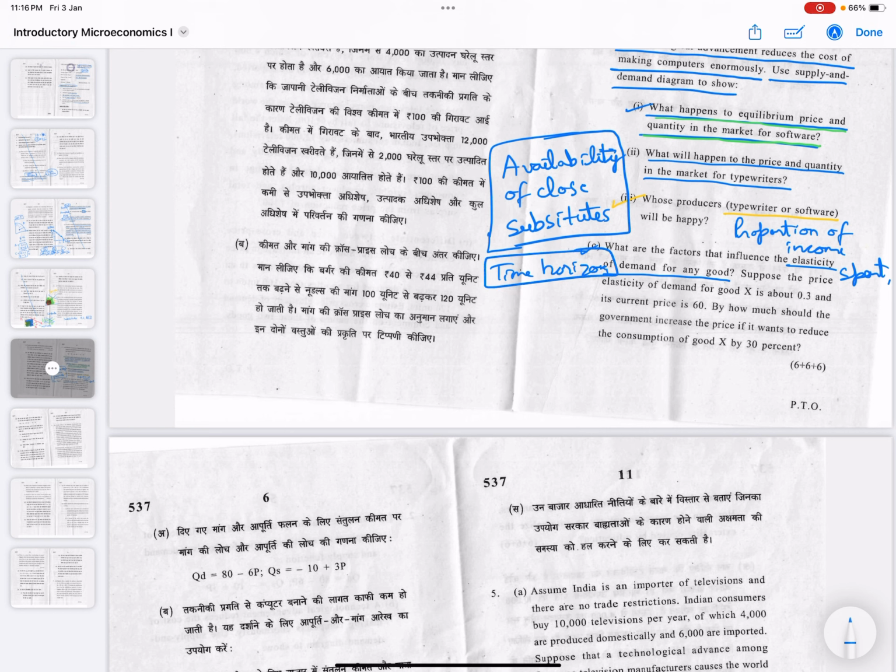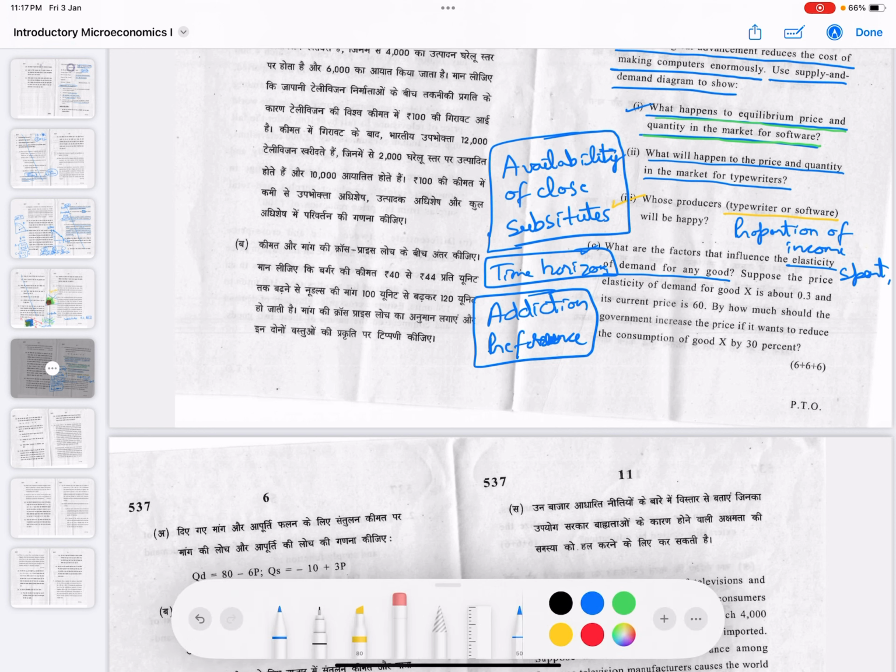If you're talking about a longer duration time period, then elasticity is bound to be more. Then it depends upon your addiction or preference. So if you are addicted, or if you prefer a single commodity, a single type of perfume over other brands, so irrespective of what the price is, your demand won't change by much. So in that case, it would be inelastic. These 3-4 factors are more than enough.